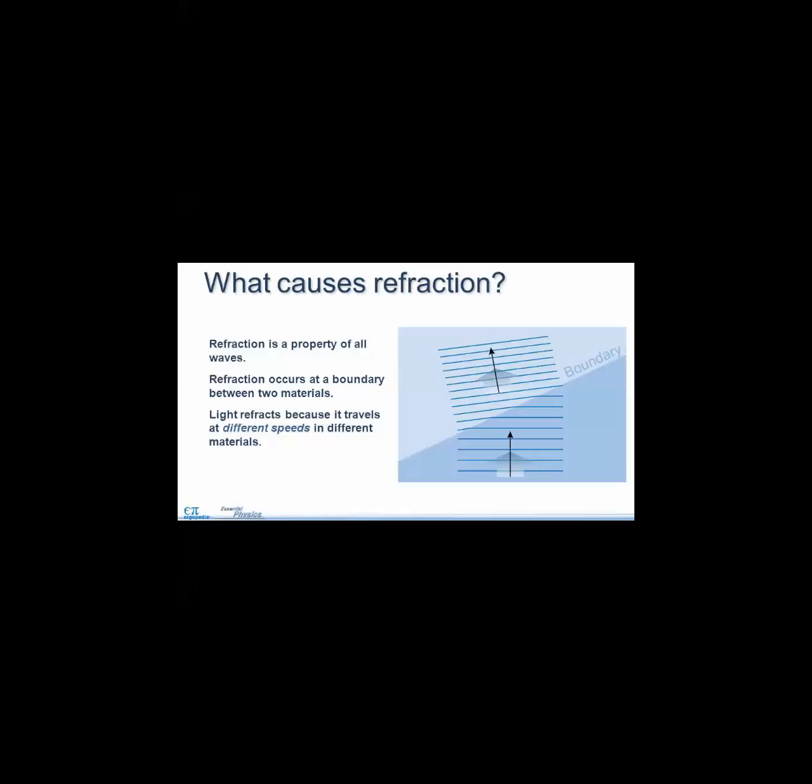So one more slide, children. What causes refraction? Refraction is the property of all the waves. Refraction occurs at the boundaries between two materials. Light refracts because it travels at different speeds in different medium. So this is the key point here, children. Light refracts because it travels at different speeds in different materials. So I hope it is clear what is refraction.